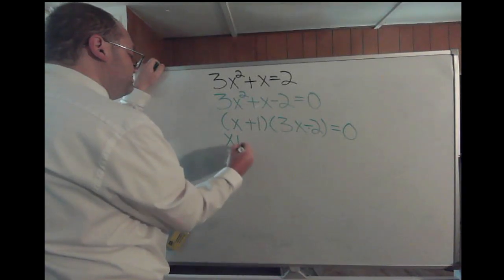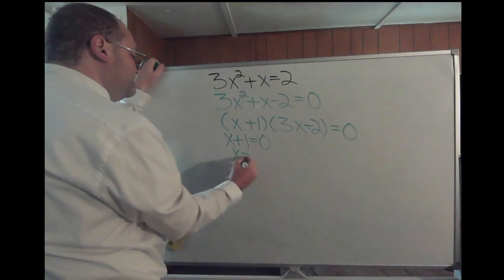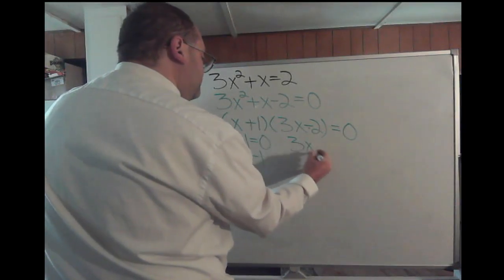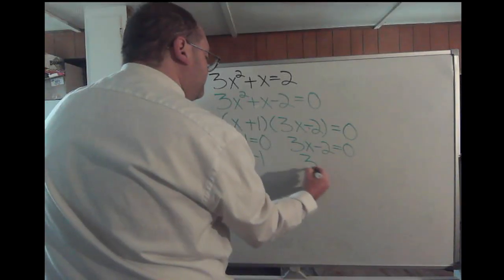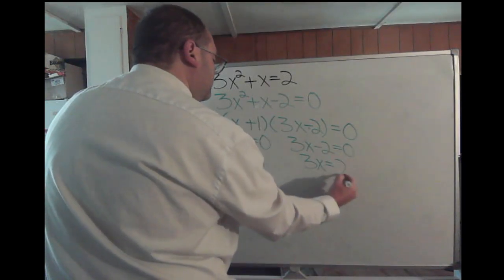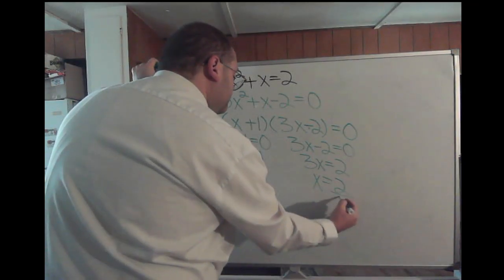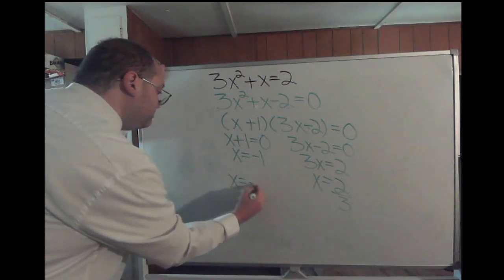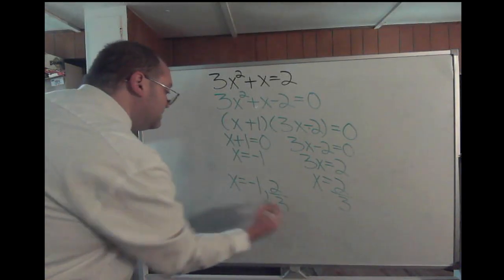Now take your x plus 1, set that equal to 0, x equals negative 1. Then take your 3x minus 2, set that equal to 0, so 3x would equal 2, then x would equal 2/3. So the solutions to this, x equals negative 1 and then positive 2/3.